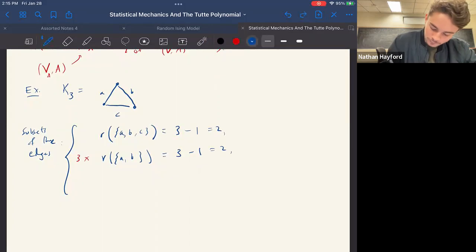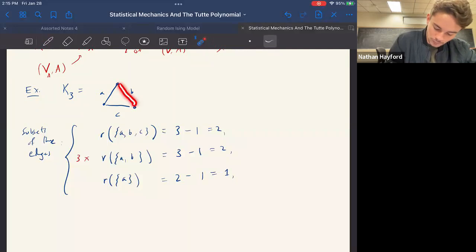Then I have subgraphs with 1 edge, like this one. And here there are 2 vertices. And there's still 1 connected component. So this is going to be 1. And again, there are 3 of these. Why? Because I can do this for A, but it's exactly the same for B or for C. So the same argumentation holds.